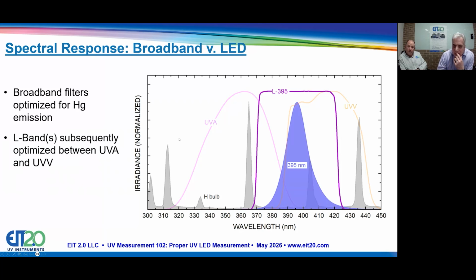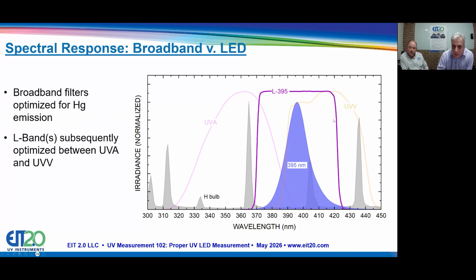If we look at the 395 light source, you can see that it's kind of kissing the edge of this UVV band, but it is fairly well encompassed by the entire bandwidth. However, it's not anywhere near the center or near the larger calibration peaks of the band. So this is likely going to create some problems when it comes to doing an absolute measurement.